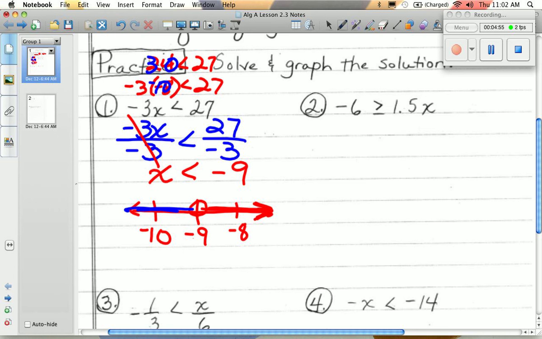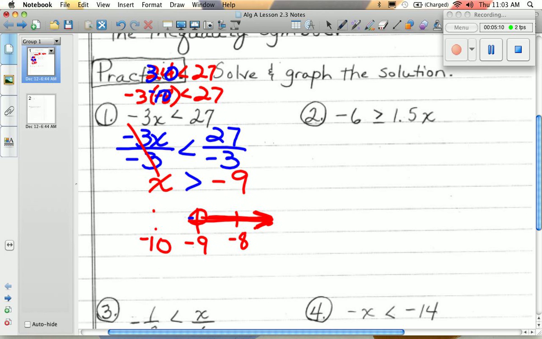So if we don't remember to switch the symbol, then we're going to end up with the wrong region being shaded, and we'll have the wrong solution. Okay, anybody got questions so far? Okay, let's look at number 2. What do you think we're going to do?